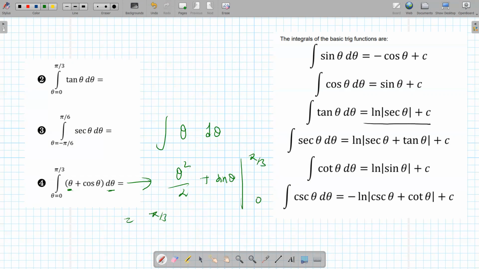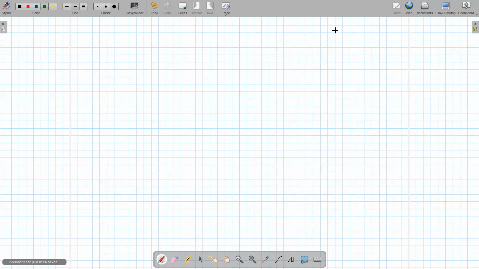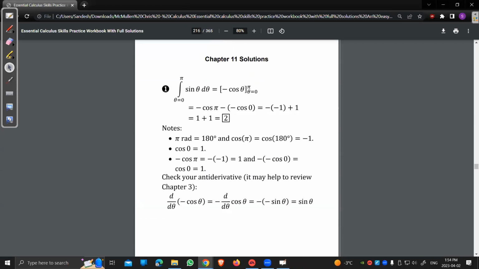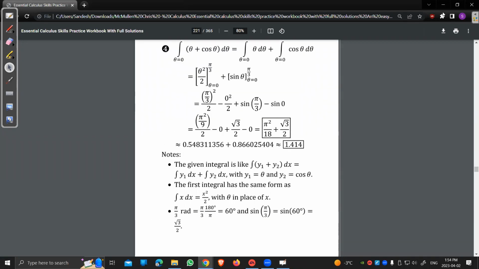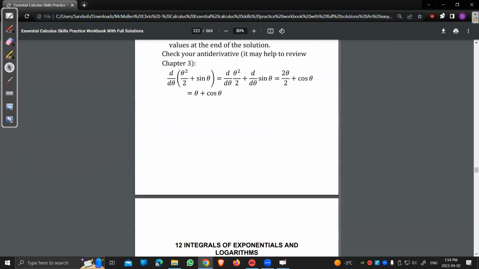Next step, you have pi over 3 squared divided by 2 plus sine of pi over 3, minus 0 squared over 2 plus sine of 0. This entire thing is 0 because sine 0 is 0 and 0 over anything is also 0. And this is going to be your answer when you plug it into a calculator. Cool? So again, if you have the formula sheet, these guys are not terribly difficult. I want to leave you with something a little bit more interesting.